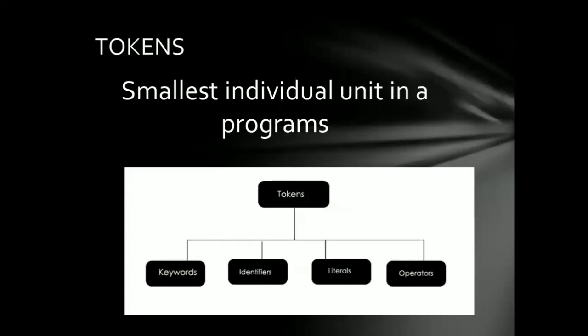Now, any program in your computer is formed by tokens. If you take any program, it is comprised of these tokens, which are nothing but the individual units of the program. You can subdivide these tokens as keywords, identifiers, literals, and operators, as well as punctuators. So these tokens form the basic building blocks of a program. Let us see in detail what these tokens are.